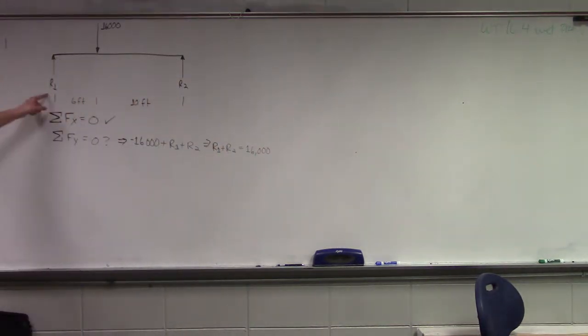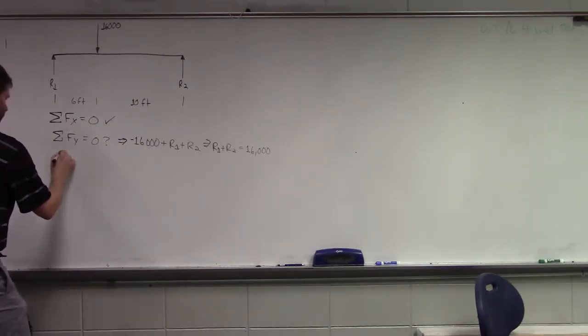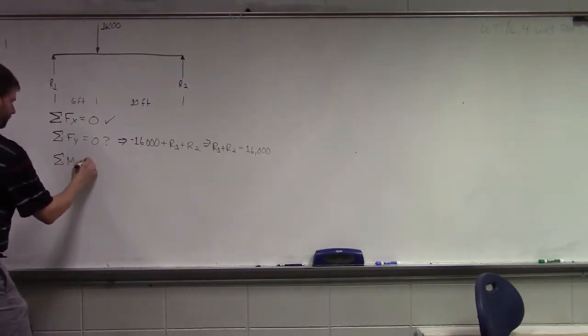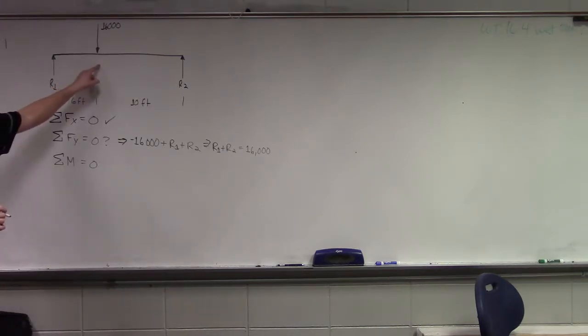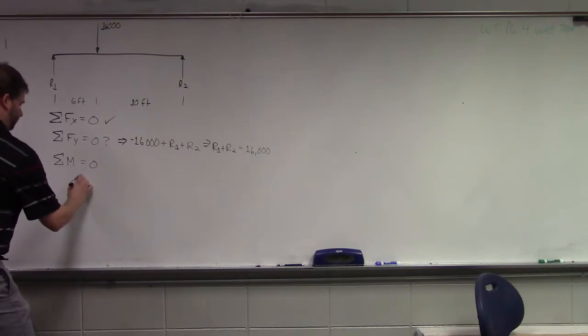So do you want to look about R1 or do you want to look about R2? Let's start at R1. So I put R1 equals 16,000 times 10. Okay, so if you want to look about R1 though, how far away is your point load? 6 feet. 6 feet, right? So I just did it backwards then. Yep.